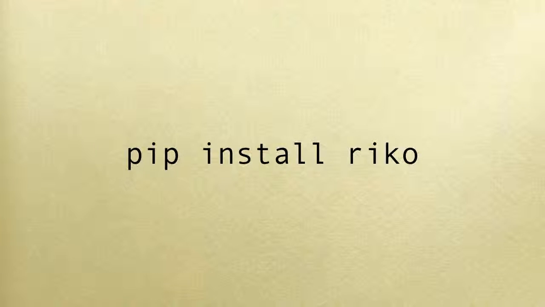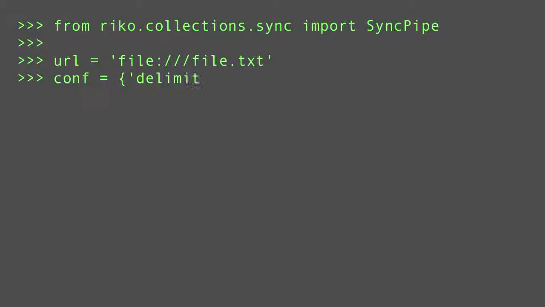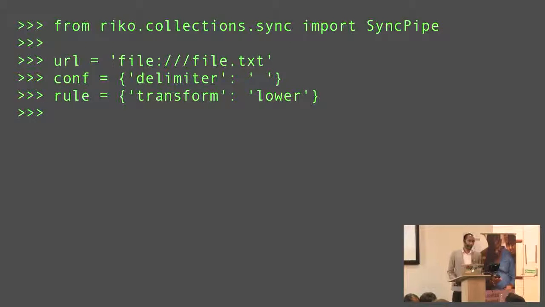Okay, so first, just to get into the basic usage. It's available via pip, so it's pip install riko. And now I'm gonna do the same example with parsing that file, this time using riko. So what you do is you import what's called syncpipe, and syncpipe is what allows you to do the method chain that you saw in the Spark example.